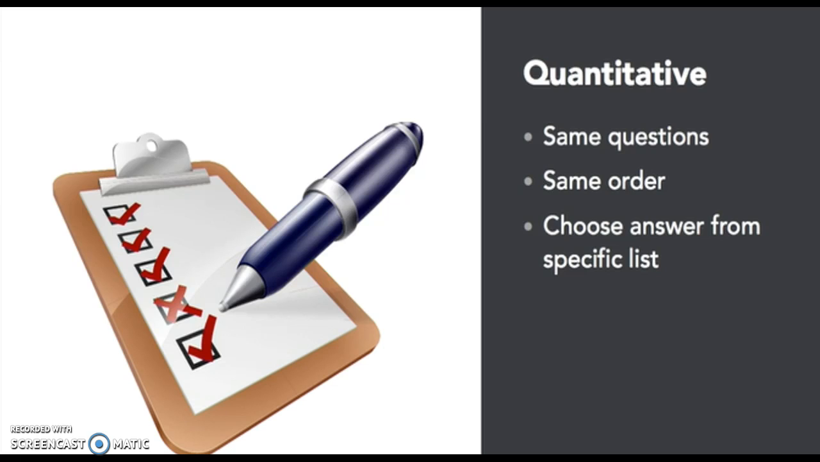In quantitative, you have the same questions, asked in the same order, and they have already answers that they can choose from. It could be, I don't know, on a scale from 1 to 10, or a rating from bad to good, or already answered. They are planned, and they just have to pick one. In that sense, there is not much room to improvise.